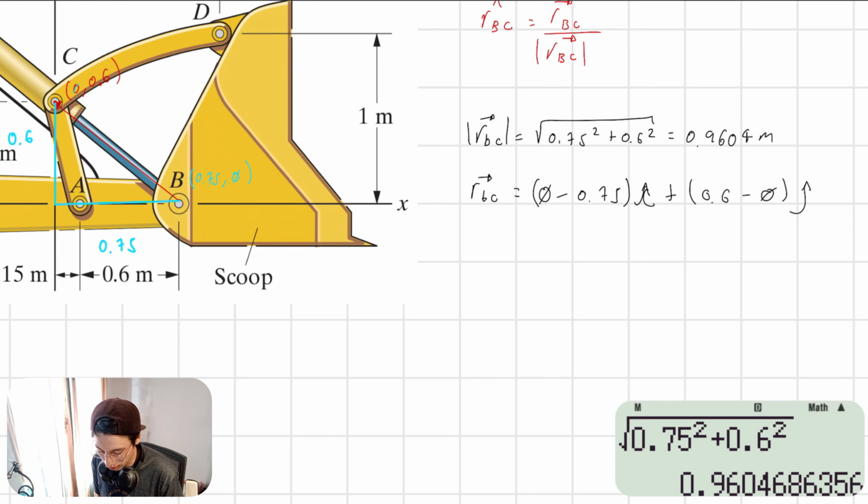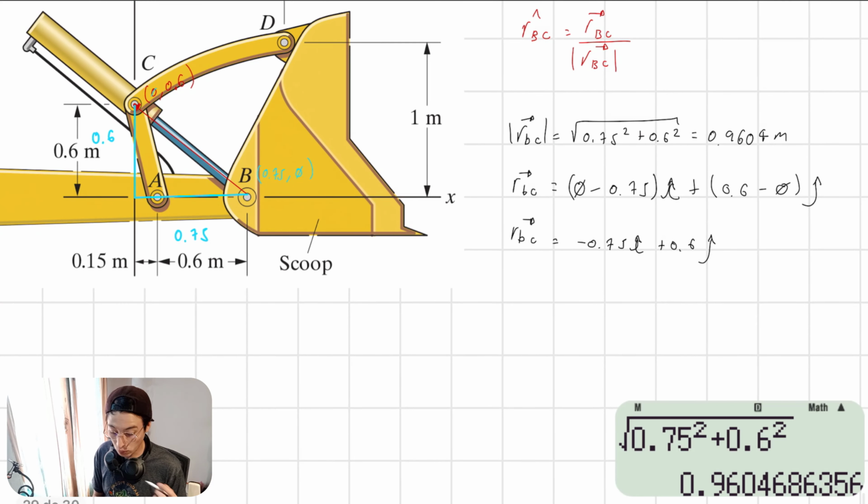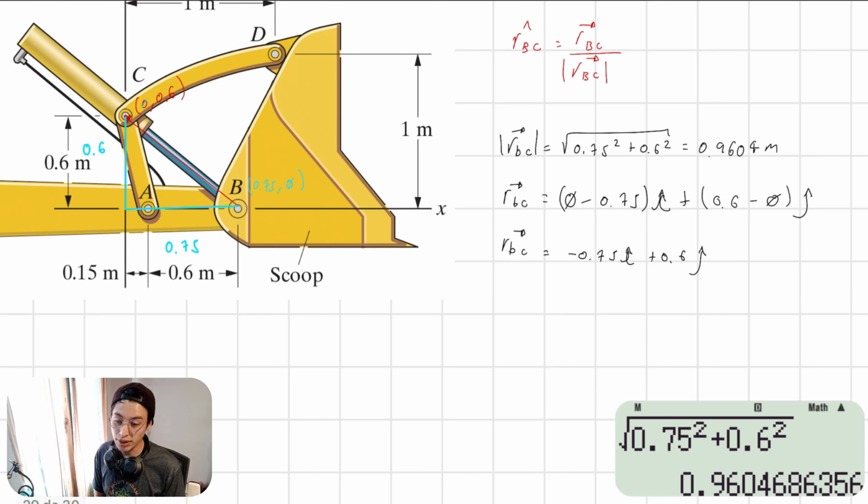So this is basically RBC is equal to minus 0.75 on the I direction plus 0.6 on the j direction. Alright? We have the vector and the magnitude. Now, what else do we need? This is pretty much it, what we need. There is one way in which you can make sure that the answer is correct.